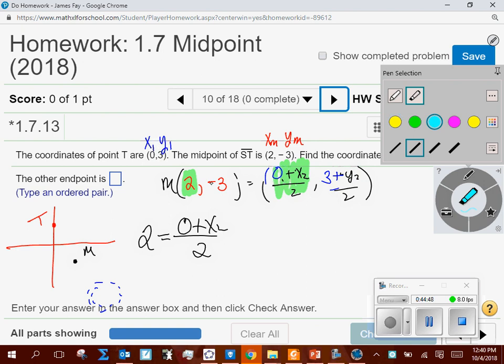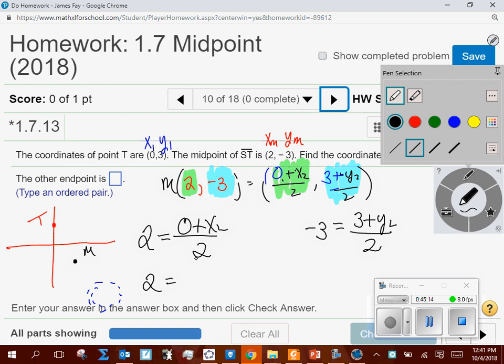The only way then that the ordered pairs are the same is if these y coordinates are the same as well. So then I get negative 3 is equal to 3 plus y sub 2 over 2. And those should then be two equations in which we can solve for x sub 2 and y sub 2. Multiply both sides by 2.